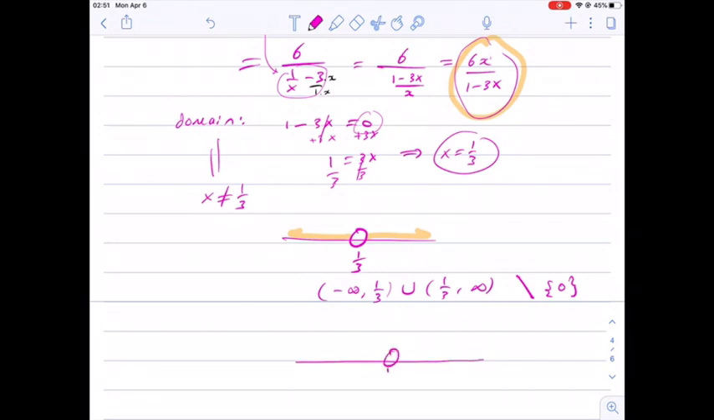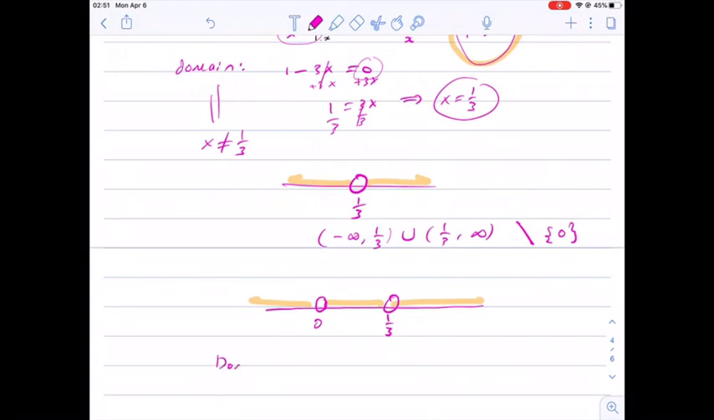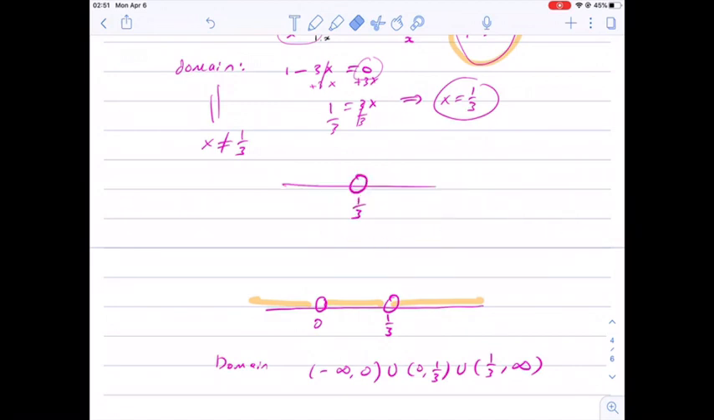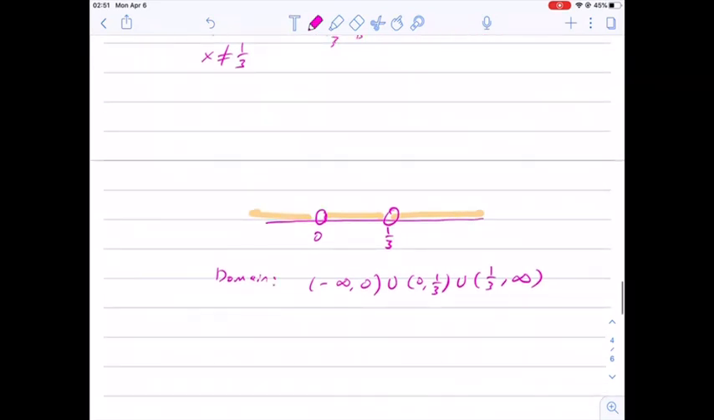So let's do the number line again. So we have 1/3 here, and 0 is here, and everything else is defined. So let's rewrite the domain. The domain is negative infinity to 0, open at 0, union from 0 to 1/3, it's open at 0, open at 1/3, union 1/3 to infinity, it's open at 1/3. Now we don't need this. And that's it. This is the domain.